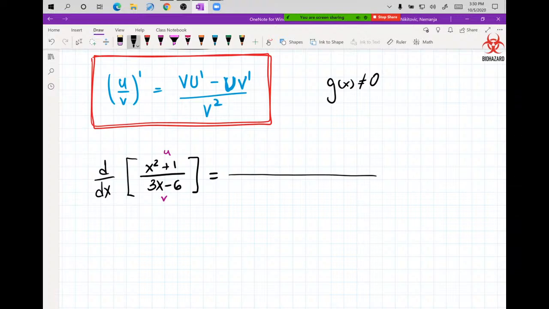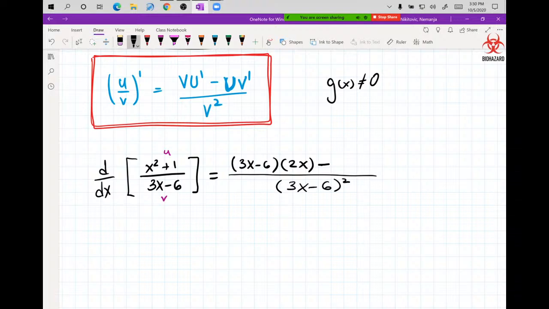All right, let's solve this. So now we have (3x minus 6) squared, because you take v as is and you just square it. There is v and then there is v prime. So obviously if it just says v squared, then you just take v as is and square it. Then take v as is and copy it here and multiply by the derivative of u. And that's 2x, because the derivative of x squared is 2x. That's the stuff we did last class.